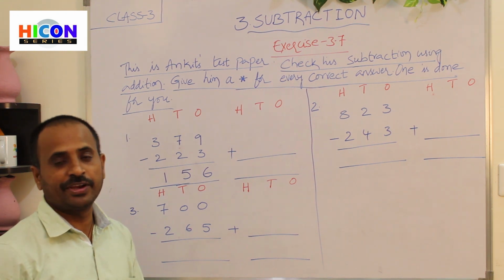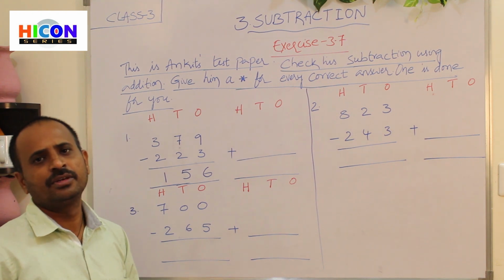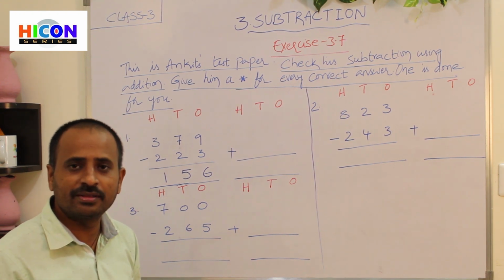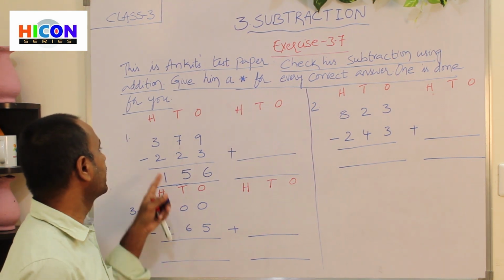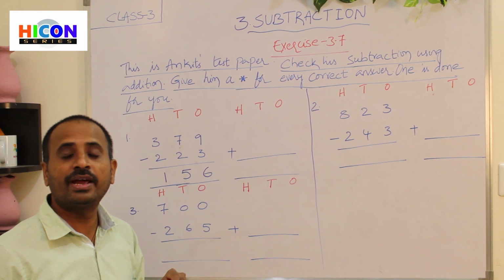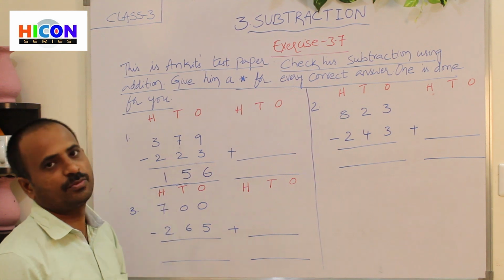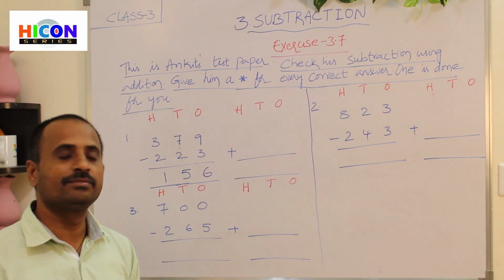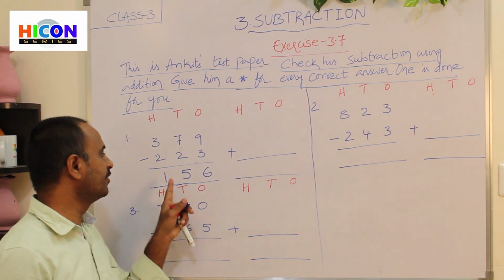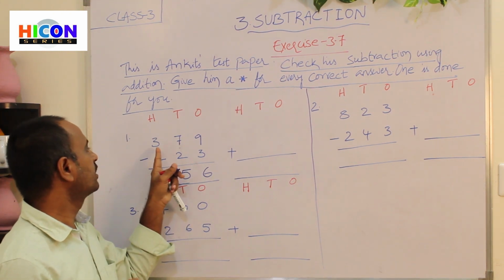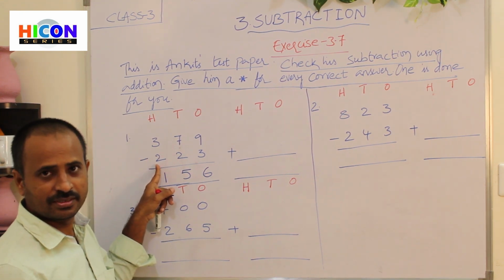Now we can verify this answer by using addition. So how can we verify our answer? So simply you have to remember that we have to add the smaller number to the difference. Then we should get a greater number. Greater number means first number. Smaller number means second number.